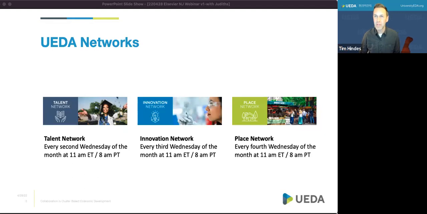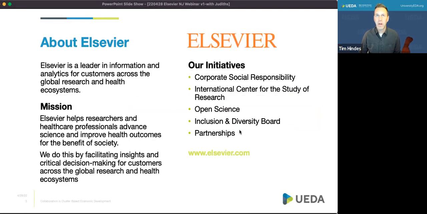And one of our great partners for the last several years has been Elsevier. And Elsevier, as many of you know, is a leader in information and analytics. They're a data company and they do global research around ecosystems and primarily around health. Elsevier helps researchers and healthcare professionals to advance science and improve outcomes for the benefit of society through that data. So I will turn things over to Moises, who is from Elsevier, and he'll give a little bit of introduction, perhaps into Elsevier, a little more than I can, and then introduce today's speaker. So I'll turn it over to you, Moises.